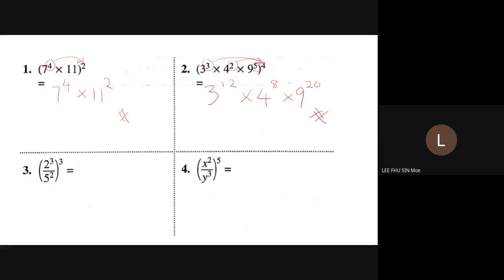How about this one? This one also the same thing. This is division. So 2 to the power of 9, 5 to the power of 6. So this is the answer. And this one x to the power of 10, y to the power of 15. So it's very simple questions. Okay, next one.